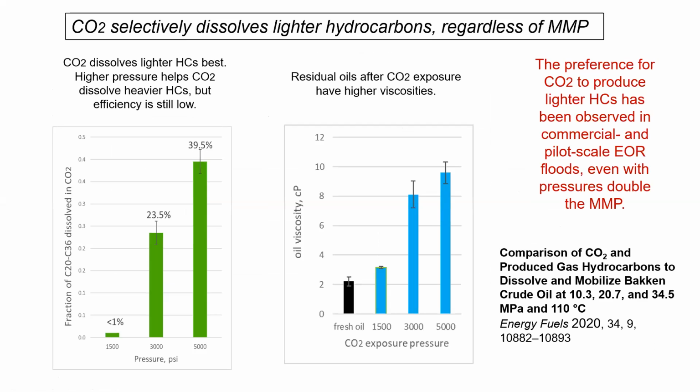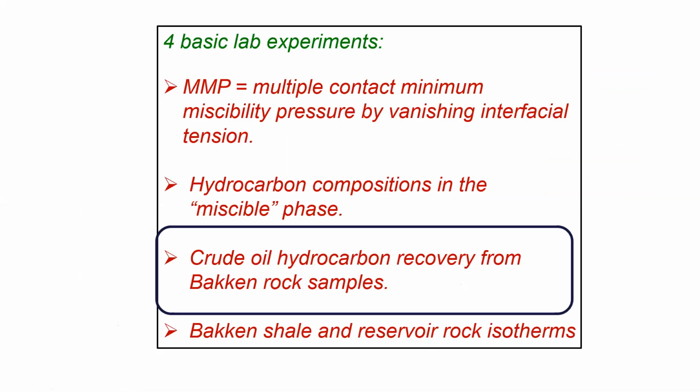Happily, very little of the crude oil in Bakken oil and Three Forks oil is high molecular weight. If you look at the amount of C20 to C36 dissolved by CO2, it's less than 1% at 1,500 psi. It's about 25% at 3,000 psi, and still only 40% at 5,000 psi. So your residual oil will have higher viscosities and lower gravities because of heavy oils left over. We've observed that in both commercial and pilot scale EOR floods, even ones that have been done at 2 times the pressure. So that's just the way it is.